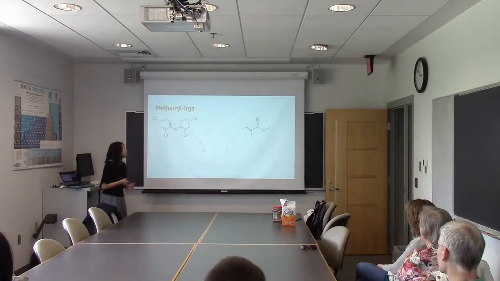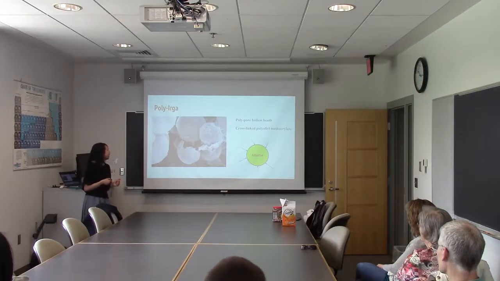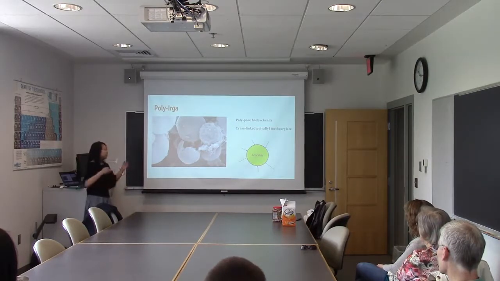So what's polyERGA? Instead of a covalent bond between these two groups, they use these polypore hollow beads. This hollow bead is still made of methyl methacrylate, but it acts as an absorber, which means that once we load the ERGA onto these beads, the ERGA is absorbed onto the surface of these polypore beads. So instead of a covalent bond, they just physically attach these two things together.